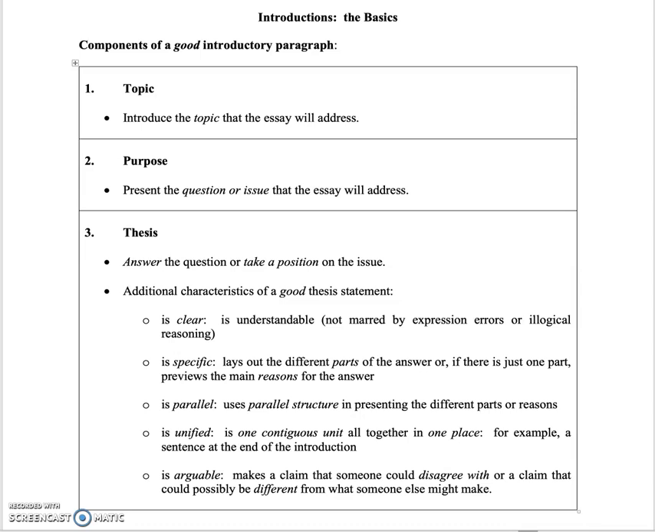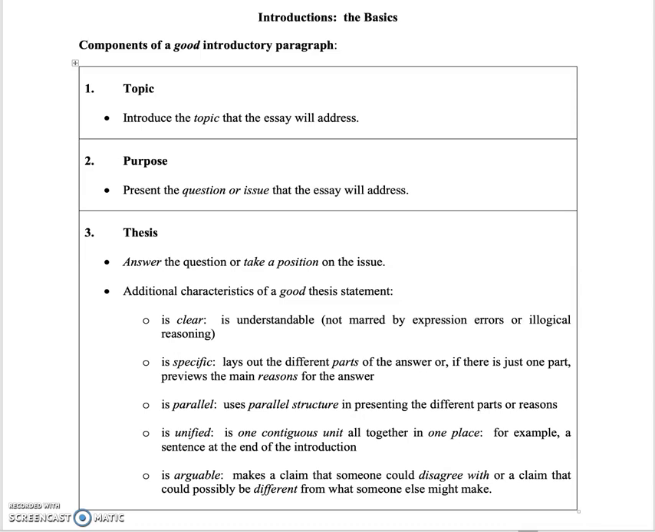Lastly, we have the most important part, which is the thesis. That's where you answer the question that you've just presented or take a position on the issue that you've just presented. That's the most important thing that the thesis needs to do. You can think of the second and third parts of the intro as a question and answer unit. You pose a question, then you give an answer, and the answer is your thesis. In addition to answering that question or taking a position on the issue, you also need to think about some other things for your thesis.